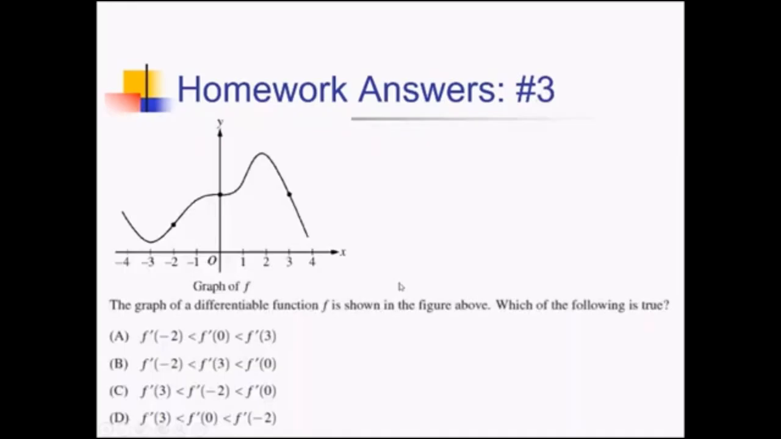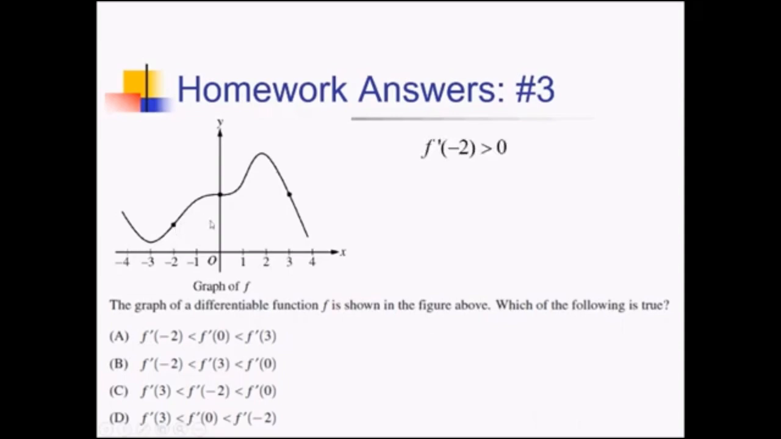For this problem, we're given a differentiable graph of f, and we want to know in which order to put the first derivative of a few values of this graph. So it would be helpful just to figure out what these values are, and then we can order them. Let's start with f prime of -2. That's right here. The slope right here is what we're looking at. It's hard to tell exactly what the slope is because there's no scale on the y-axis.